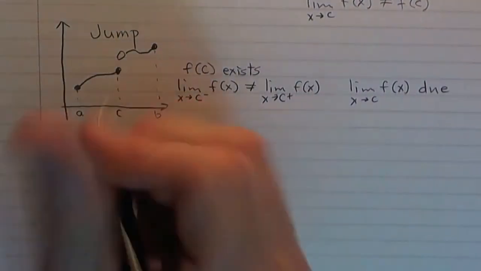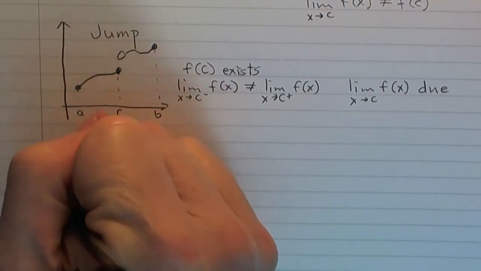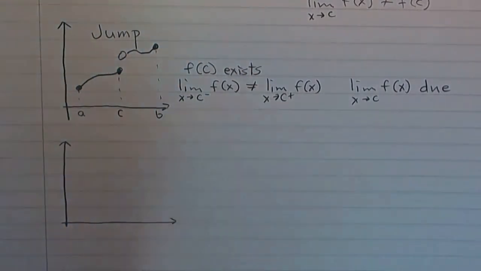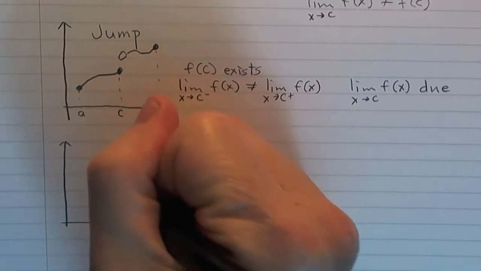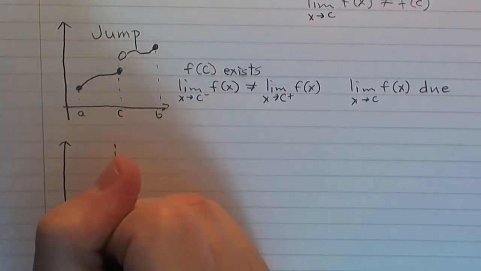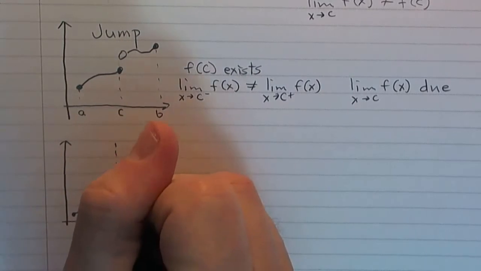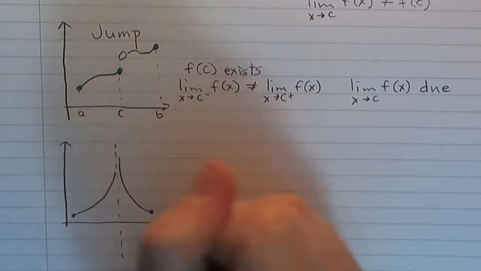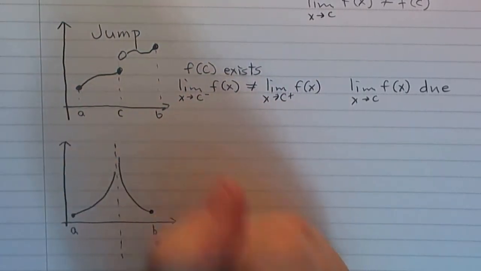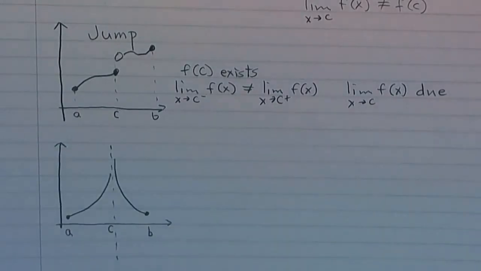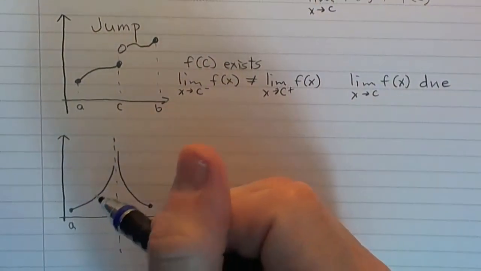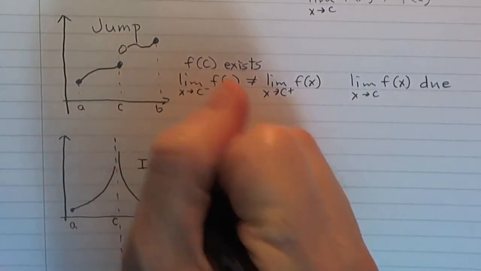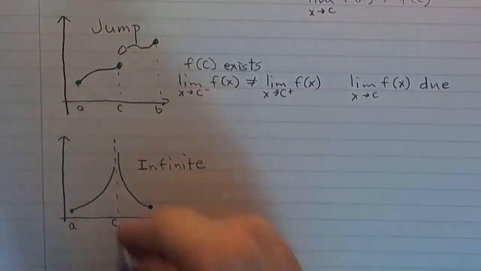Now let's look at another one here. Let's suppose that we've got an asymptote here. And I start here, come up here, maybe pick it up on the other side over here. So here's A and here's B. And let's suppose this asymptote is at C. So this graph goes off to infinity here at C. Well, we say this is an infinite discontinuity.